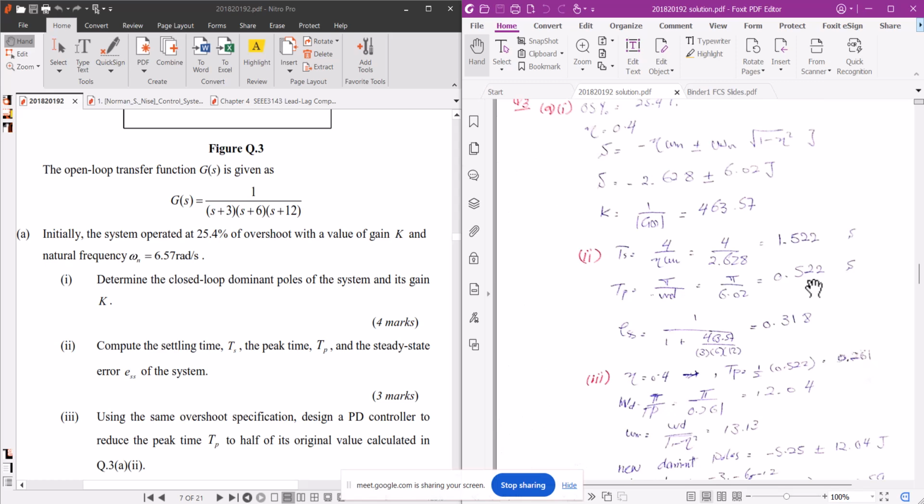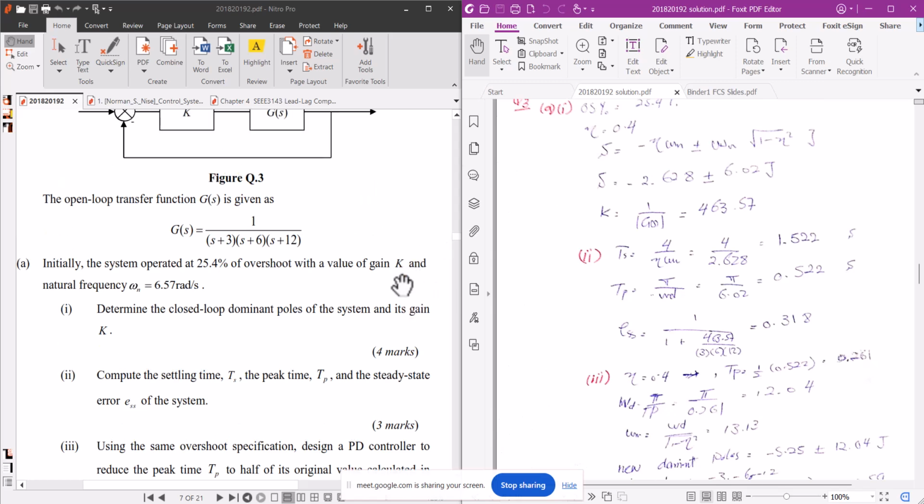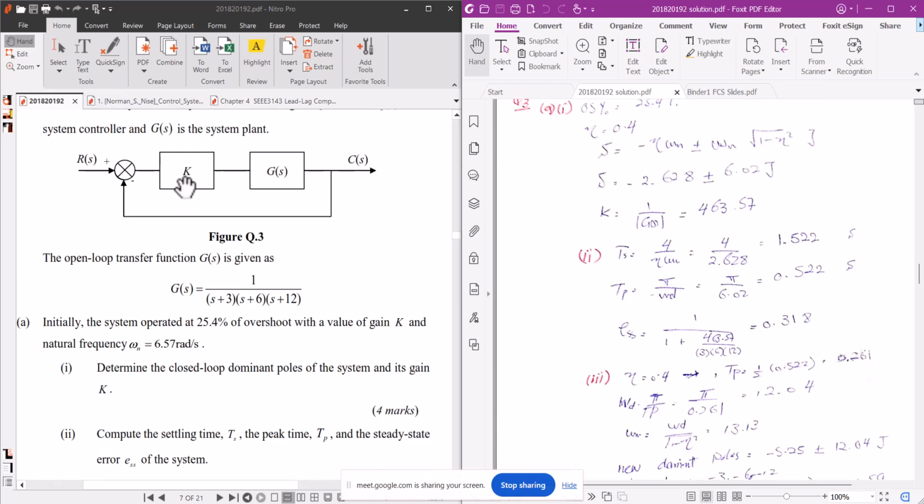And how will we calculate the steady state error? It is a type 0 system, so its steady state error will be 1 over 1 plus Kp. And Kp is simply the limit as s approaches 0 of G(s). So make all s zeros here, you will get 3 times 6 times 12, and then multiplied with the gain K that we calculated, 463.57. So it is 1 over 1 plus 463.57 over 3612. Why 3612? Because of the limit as s approaches 0.